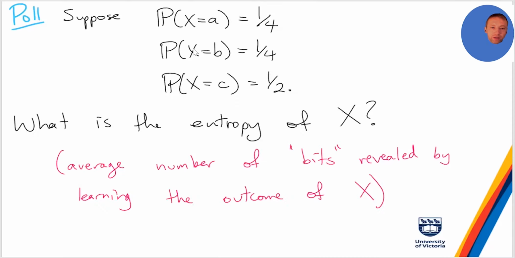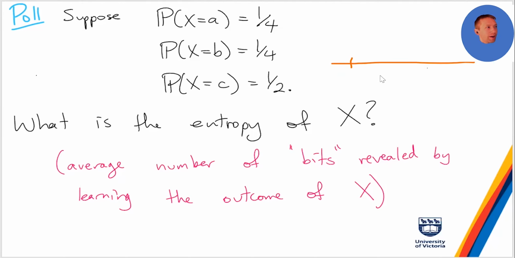Okay, so now here's a different situation where we have things that are not equally likely. I don't think I actually made this one into a poll, so let's just talk about it. What should the entropy of x be if it's got 3 different outcomes with probabilities 1/4, 1/4, and a half?